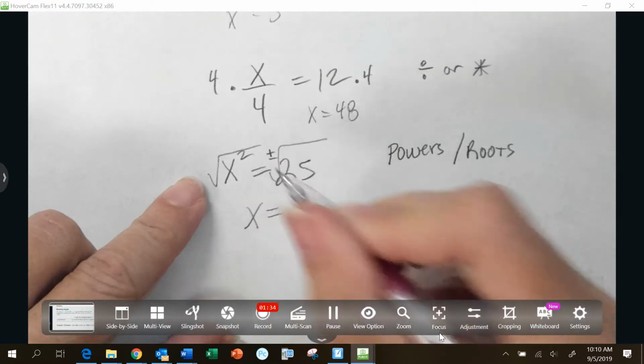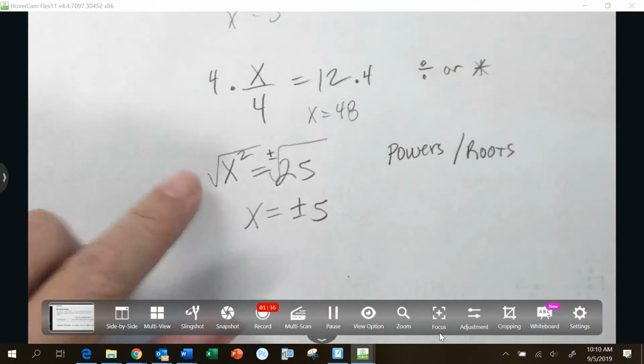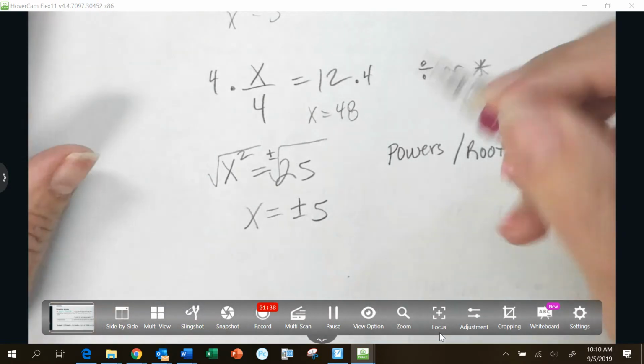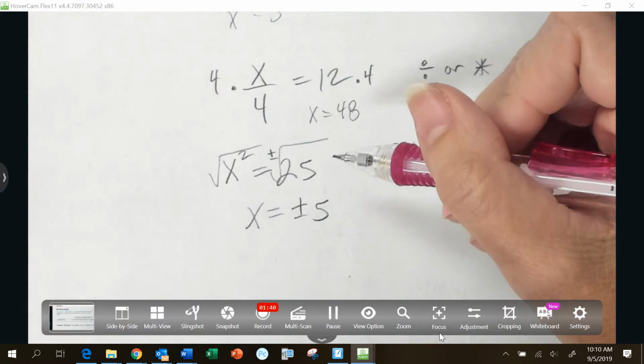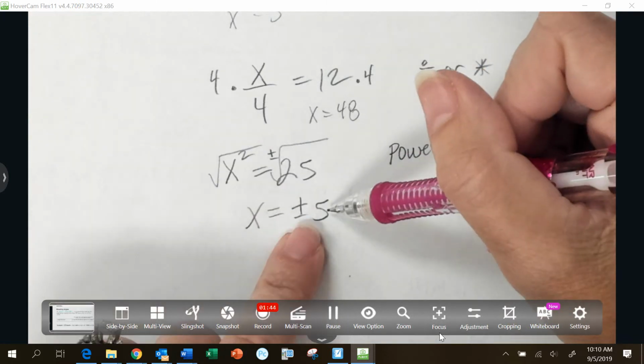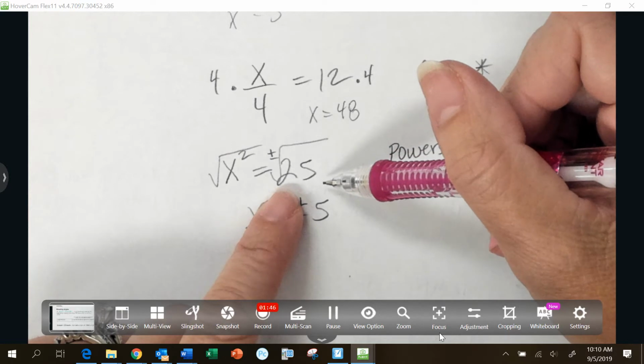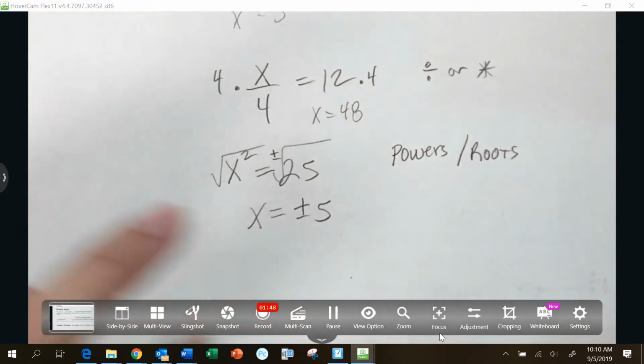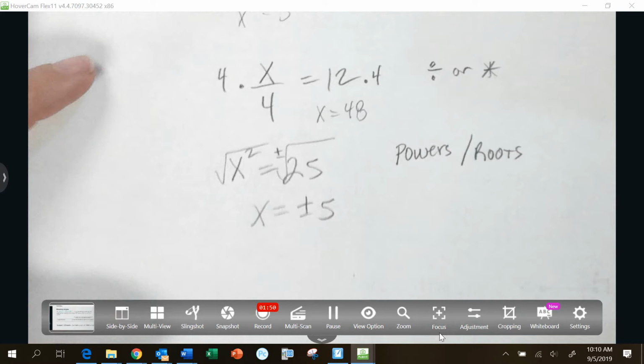Does anybody remember that rule from the previous courses? If you're going to square root both sides, you've got to have either a positive or a negative, because if I were going to go backwards, negative 5 squared would be positive 25. So you're not sure which one it would be. It could be either.